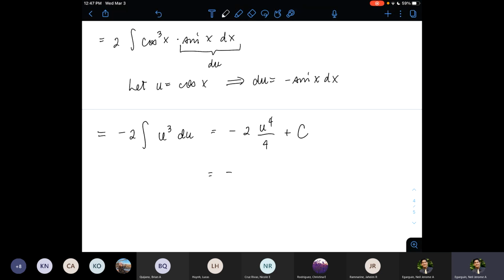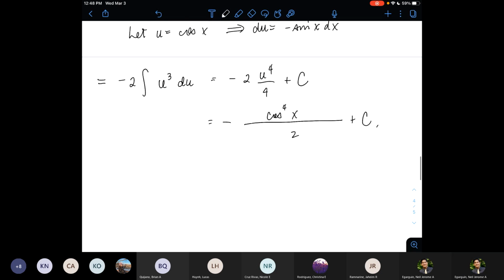All right. Then we revert to the original variable. So I have a negative sign. 2 and 4 will cancel each other out, leaving a 2 in the bottom. And then u to the fourth, so that's going to be cosine to the fourth of x plus constant c.